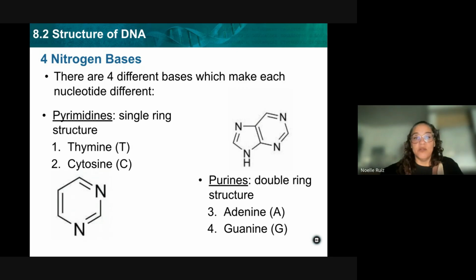The other 2 are called purines, and they have a double ring structure. You can see one ring here, and the other ring is here, and they're just stuck together. The 2 purines are adenine and guanine, or A and G.